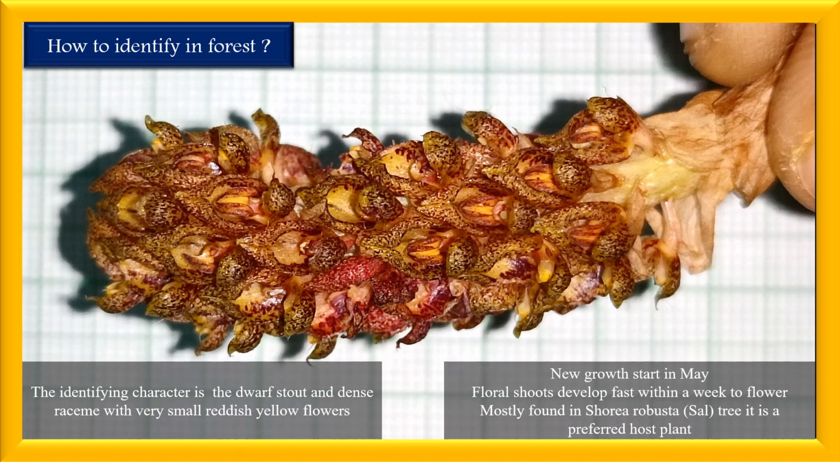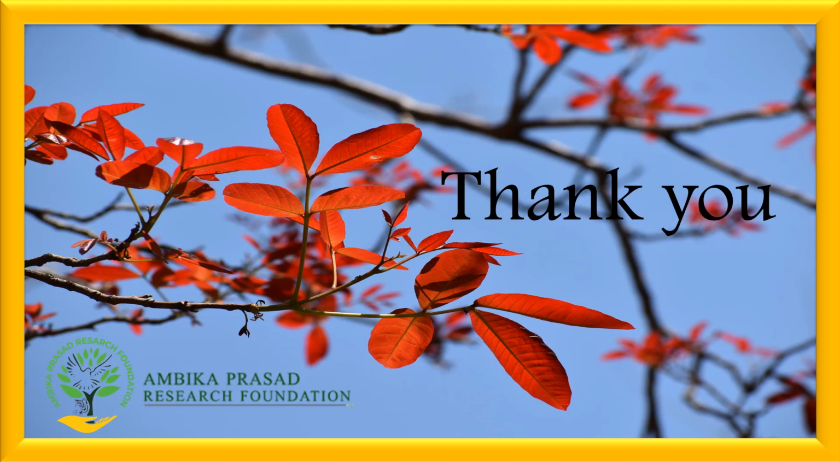The flower is so small and always underneath the pseudobulb, so it is very difficult to see from a far distance. For that we have to look below the pseudobulb, where the flower will be, and the flowering time will always be in October. So thank you for watching.